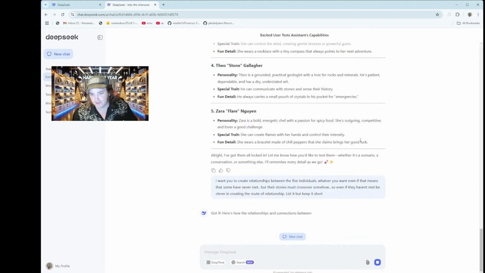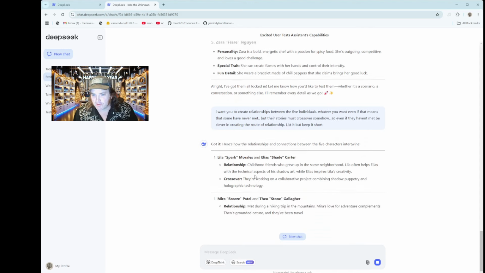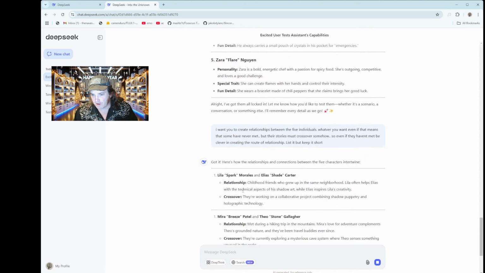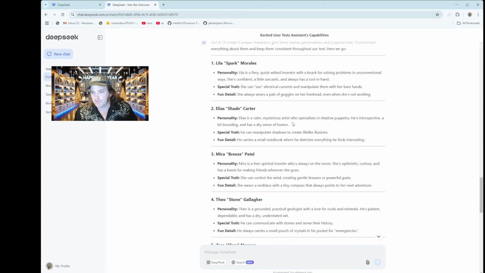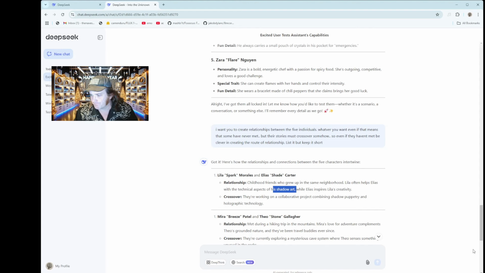Okay, so let's see what it's going to do. Leela Morales and Elias Shade Carter are childhood friends who grew up in the same neighborhood. She often helps Elias with the technical aspects of his shadow art, while Elias inspires Leela's creativity. Let's look up Elias and see if it says something about shadow art, because here he's mentioned as a shadow artist. Let's see if it's set up there. He's a calm, mysterious artist who specializes in shadow puppetry. So there you go, it remembered that. He can manipulate shadows to create lifelike illusions. Okay, very cool.